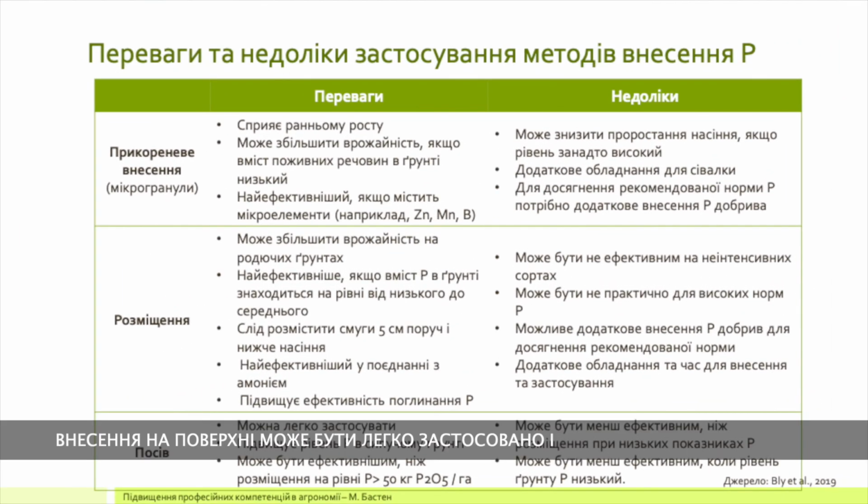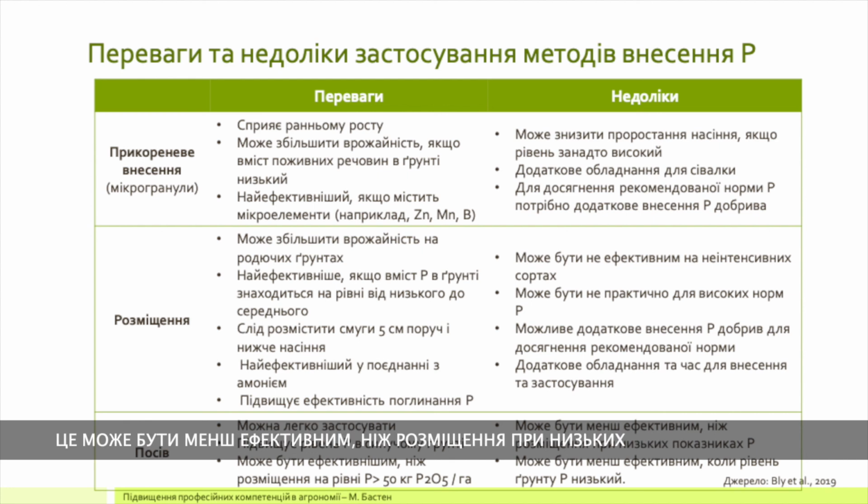The pros for broadcast: it's easily applied. It doesn't only increase the phosphorus level in a small part of the soil; normally it's incorporated, so it increases the level in the bulk soil, and it could be more effective than placement if there is a very high demand for phosphorus. So in the US, if they need to apply more than 50 kilograms of phosphate per hectare, then maybe it's better to have it as a broadcast application.